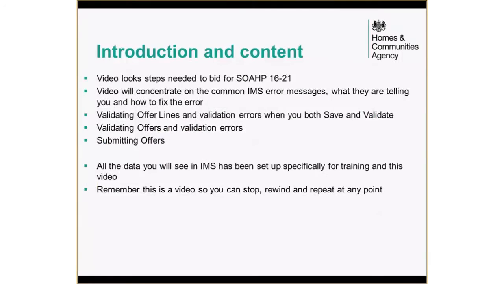So what am I going to cover? First of all, I'm going to look at the steps that you need to bid for the 1621 programme. The video will then concentrate on the common IMS error messages and what they are telling you and how you would go about fixing those. It will then move on to look at validating offer lines and validation errors when you both save and when you validate. I'll then move on to validating offers and some of the errors you might find there, and finally look at what you need to do to submit your data.